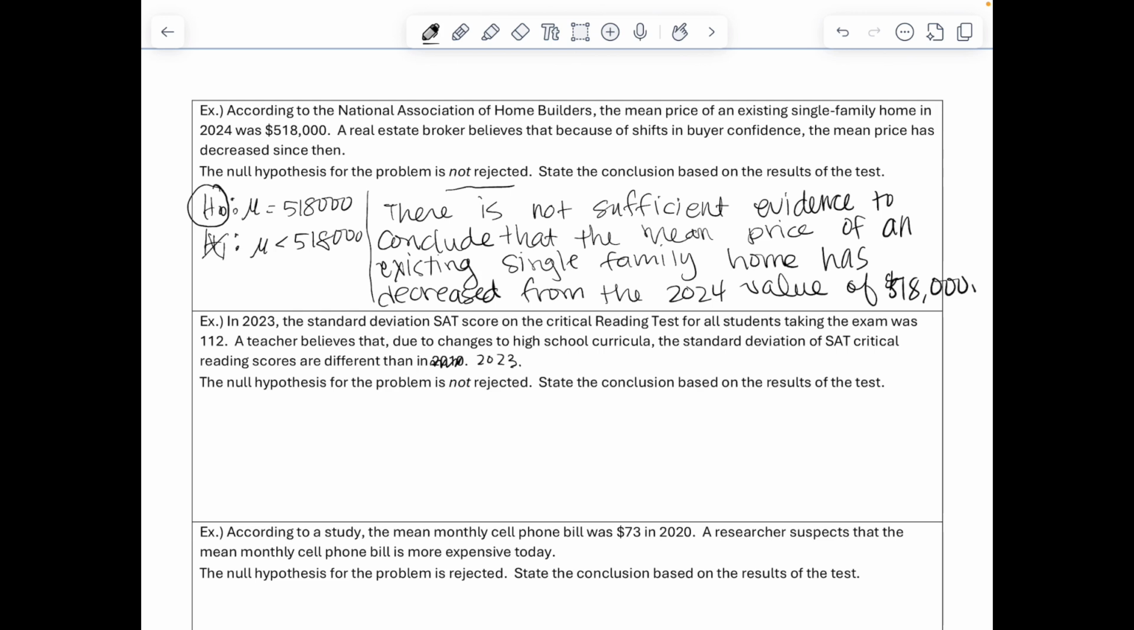The next example says in 2023, the standard deviation of SAT scores on the critical reading test for all students taking the exam was 112. A researcher believes that due to changes in high school curricula, the standard deviation of SAT critical reading scores is different than it was in 2023. So again, we're going to write down our null and our alternative. And for this, we're talking standard deviation. We've done this already once, but equals for our null and not equals to, since it says different, for our alternative hypothesis.